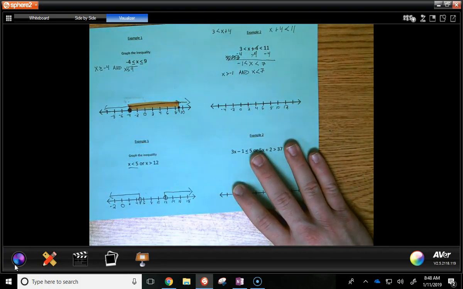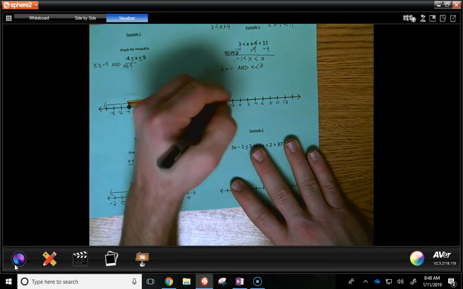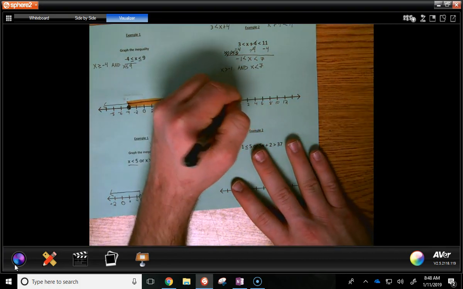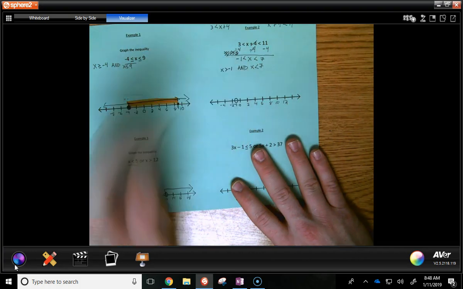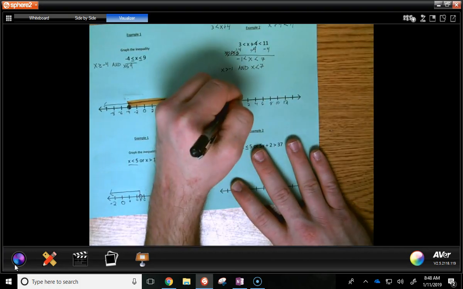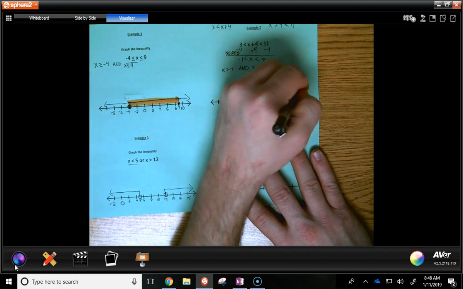X has to be greater than -1. So here would be an open circle. There would be -1, and x is greater than it, so it goes to the right.